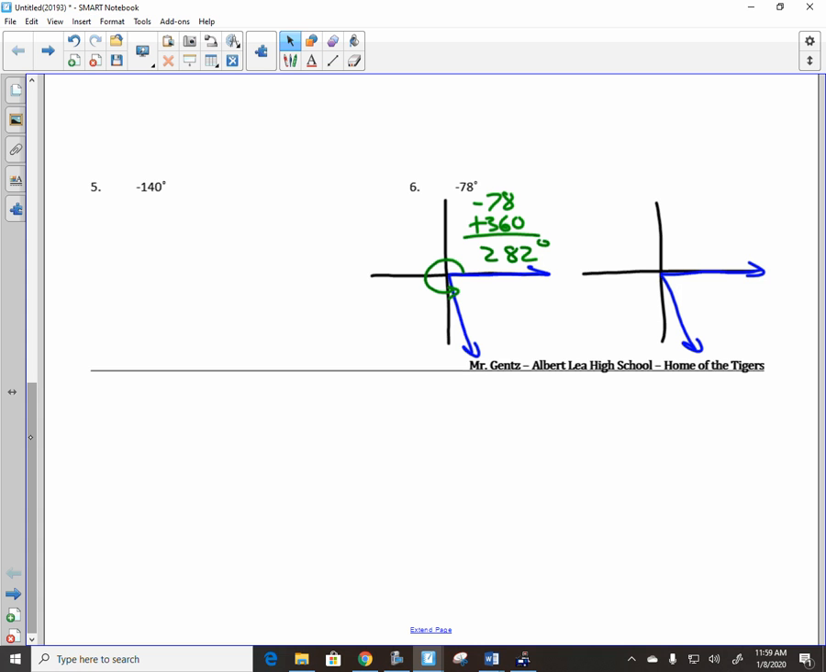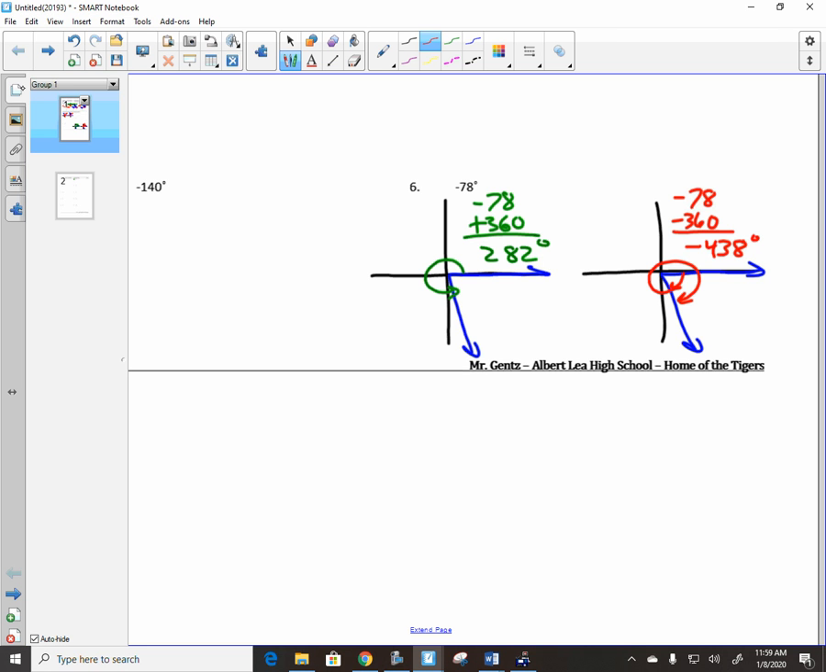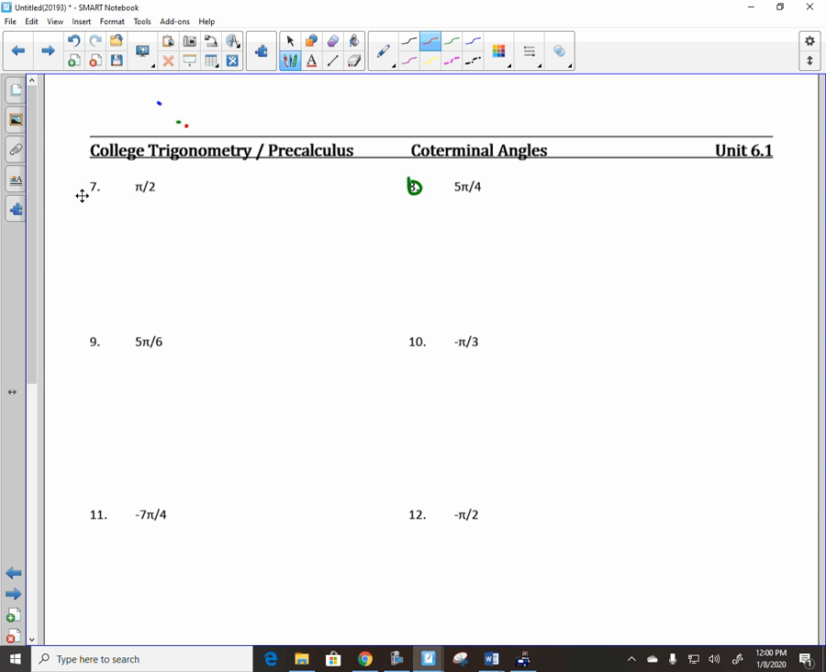And then I need another negative one. Well, it already is negative. It's negative 78, so I need to go around again. So negative 78 minus 360 is going to give me negative 438 degrees. So again, these 3 angles, negative 78, 282, and negative 438, they are all coterminal angles. Does that make sense? Let's try one more. Flip it over and look at problem number 8. What's different about 8?